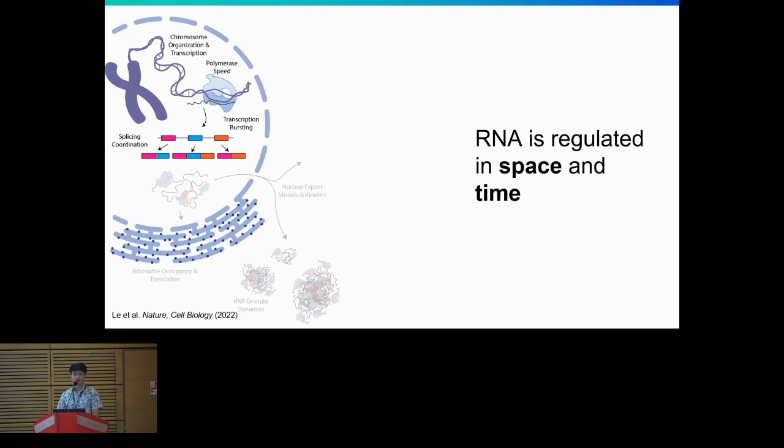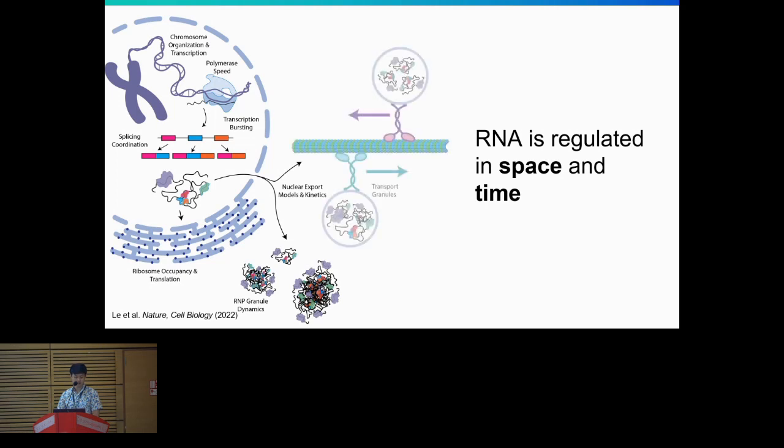And from there, they undergo both passive and active transport to be translated or transported to specific areas of the cell. And finally, they're degraded after they've produced the proteins. So as you can see, RNA is heavily regulated by both the space and point in time in which they exist in the RNA life cycle.